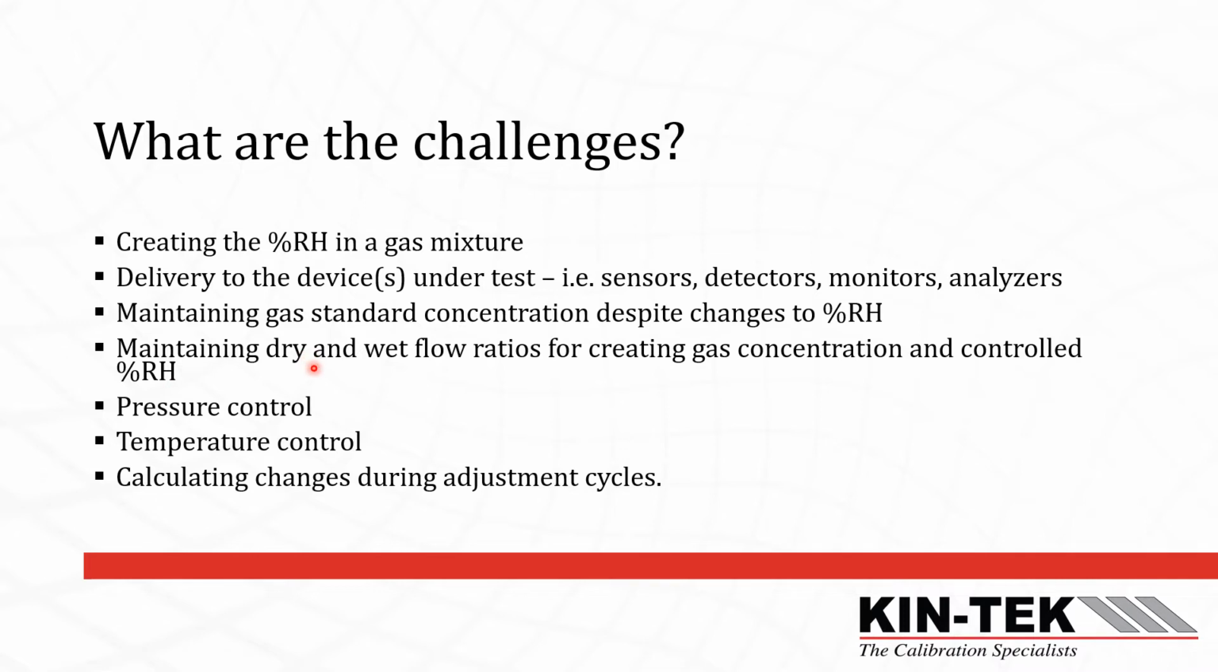We also have to maintain dry and wet flow ratios for creating first the gas concentration and then the controlled percent RH. This involves pressure control, temperature control, and then obviously calculating those changes during those adjustment cycles. So when we change the different percent RH, we have to calculate and reassess what that adjustment has done.